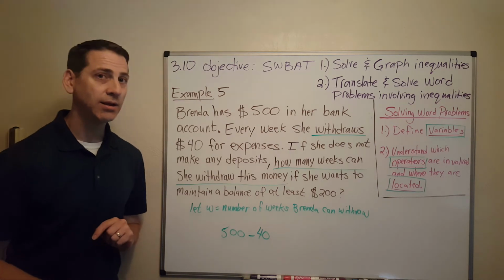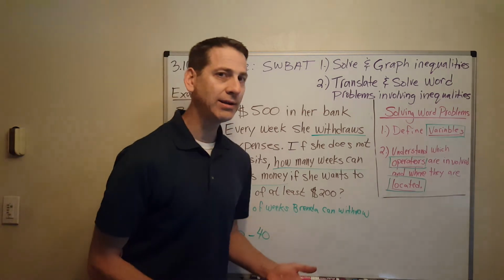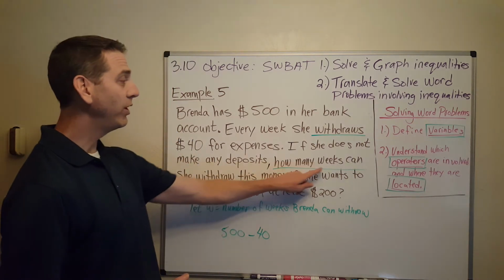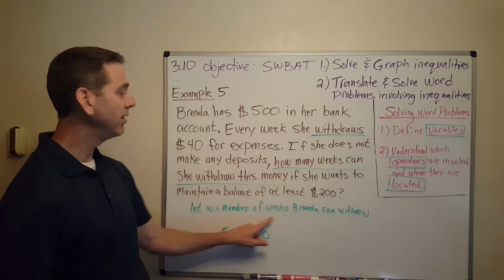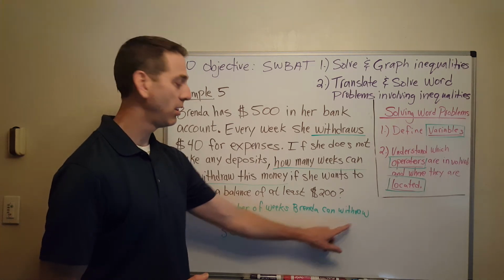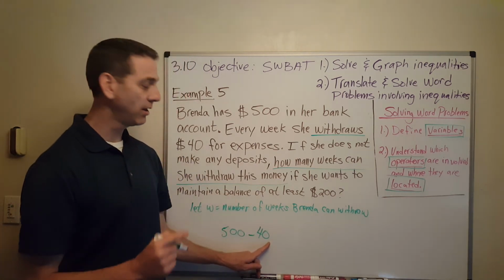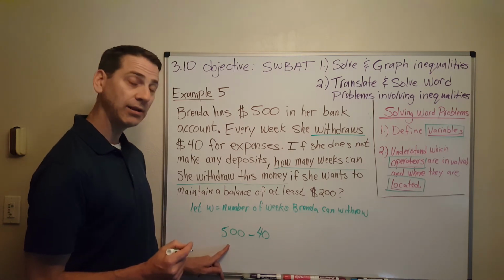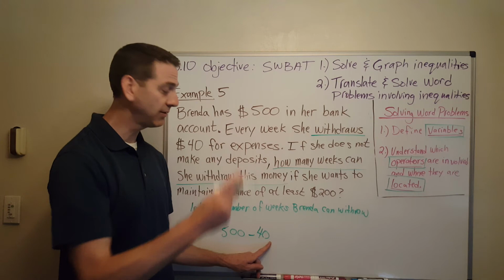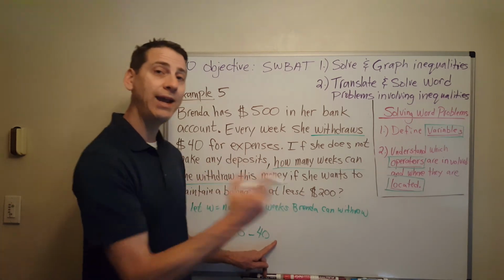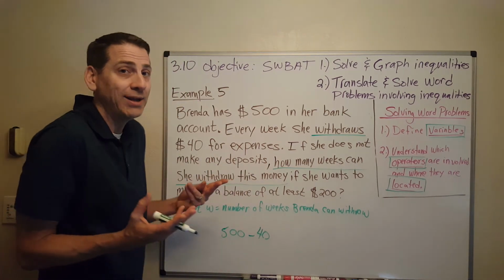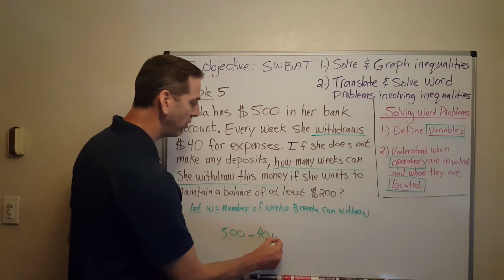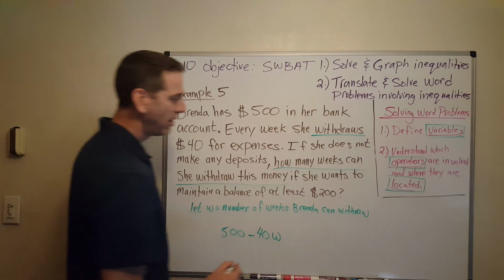each week. Now, how many weeks is she going to do that? Well, that's the question. We don't know how many weeks. Well, it says right here, number of weeks Brenda can withdraw. So if she withdraws it just 1 week, that'd just be 40 times 1. So you get what? 460. If she withdraws for 2 weeks, that's 40 times 2, which is 80. Okay, but we don't know how many weeks. So we're just going to put W because that's our variable.